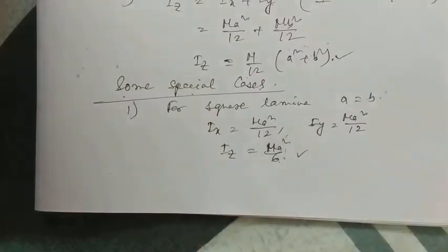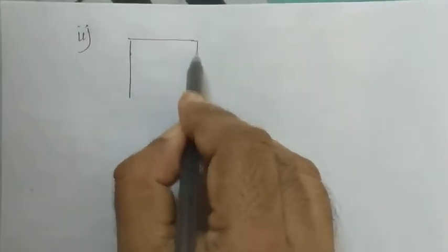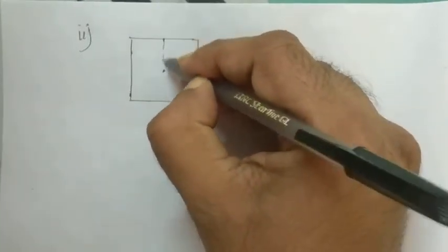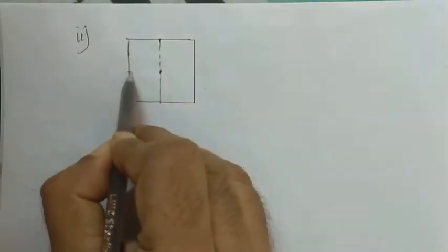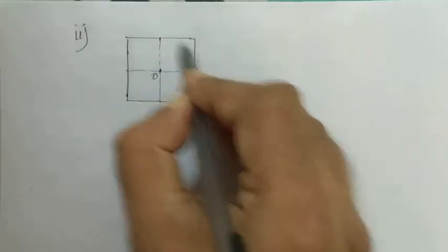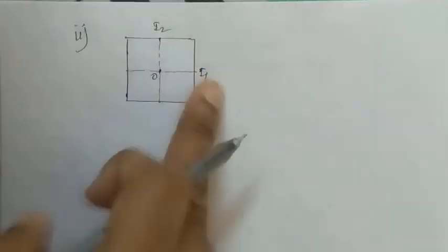Now we take this diagram into consideration. This is a square lamina. This is the center. We can drop two perpendiculars from the two sides. Let this be the origin O. And now name this axis as I1, name this axis as I2, or I1, I2, as you wish.